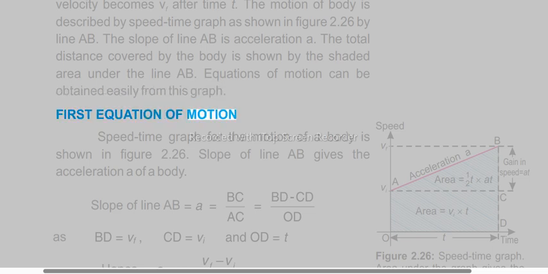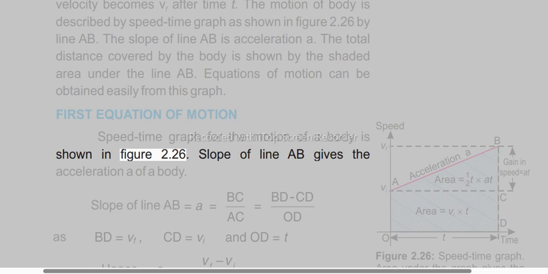First equation of motion. The speed-time graph for the motion of a body is shown in figure 2.26. The slope of line AB gives the acceleration of the body. Slope of line AB equals acceleration a, hence v_f = v_i + at.